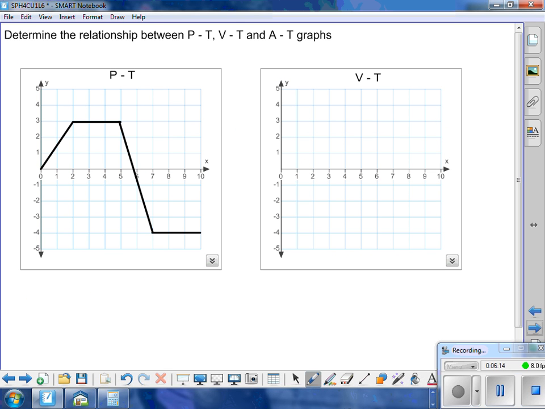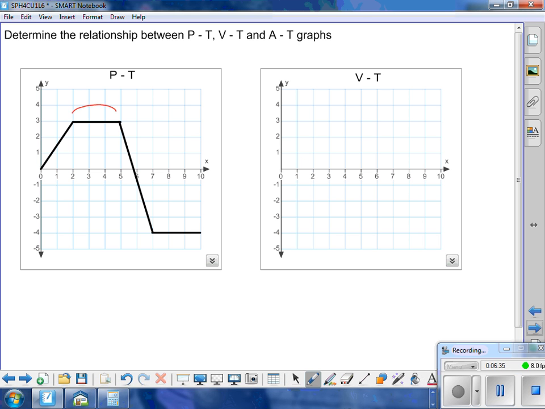So what is the relationship between PT, VT, and AT graphs? What I want to do is take a position time graph like I have here in the first one, and create a velocity time graph. So it tells me how fast was I moving in that time interval. Let's do the easy ones first, and then you start to see the pattern.